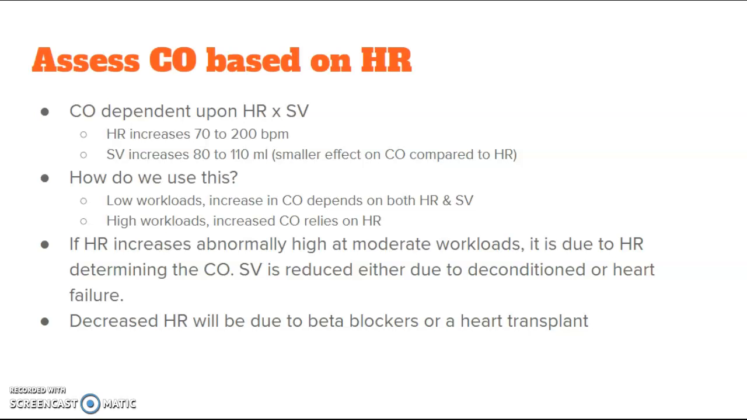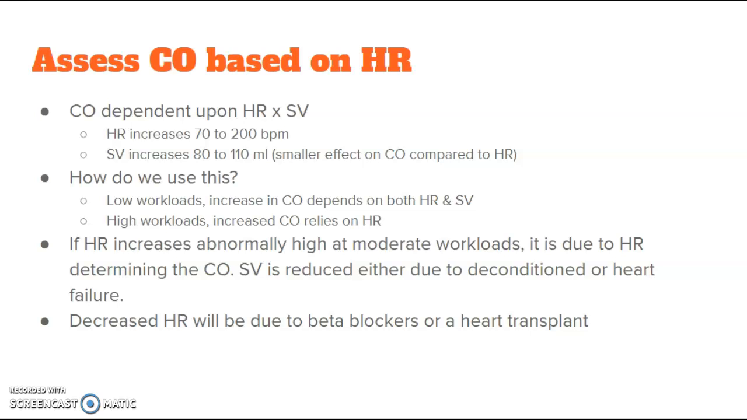So how we use this is we look at low workloads. We should see an increase in cardiac output, and that's going to be highly dependent on both your heart rate and stroke volume. However, when you get to higher workloads, when you see that increase in cardiac output, it's going to rely on the heart rate. So if your heart rate increases abnormally high at a low to moderate workload, then you know that that is due to the heart rate, because the heart rate has the predominant effect.